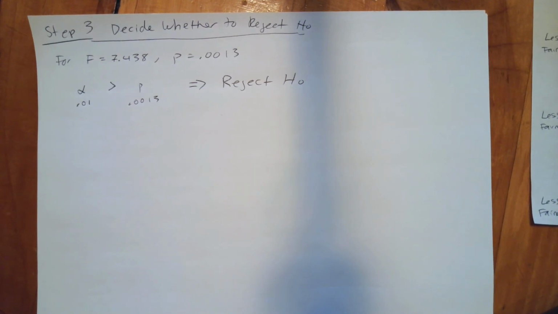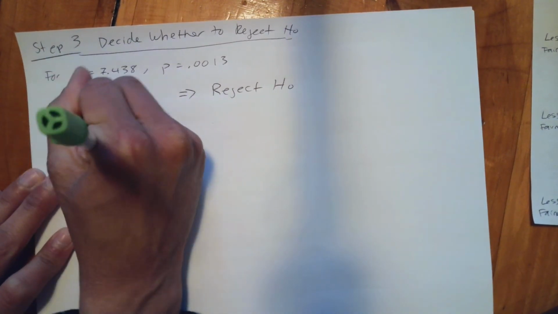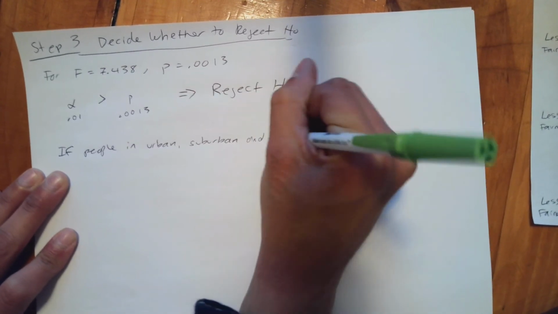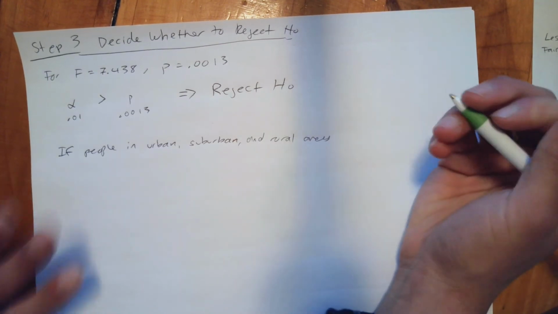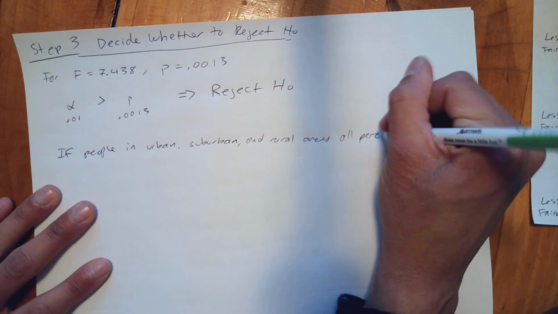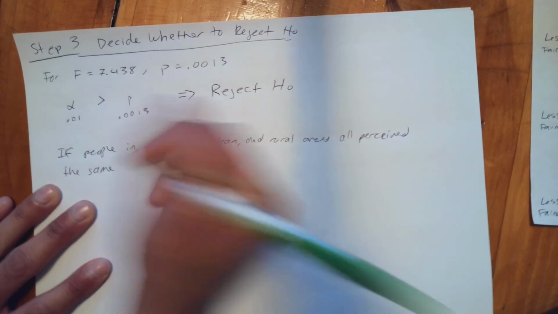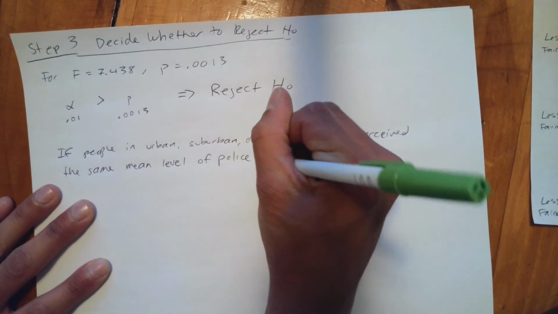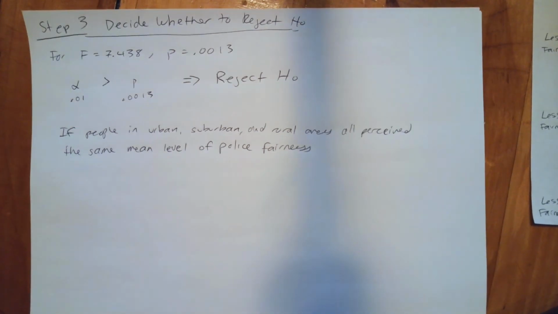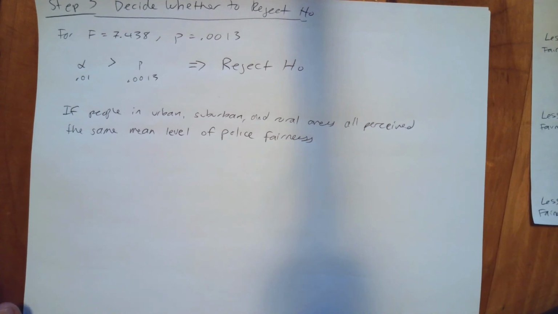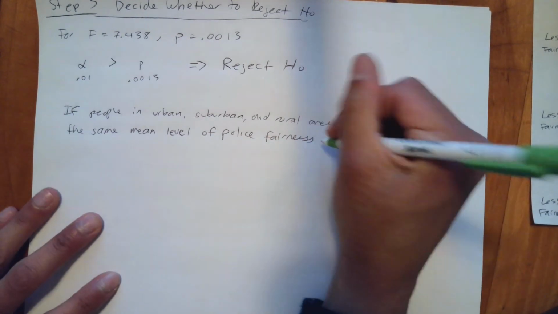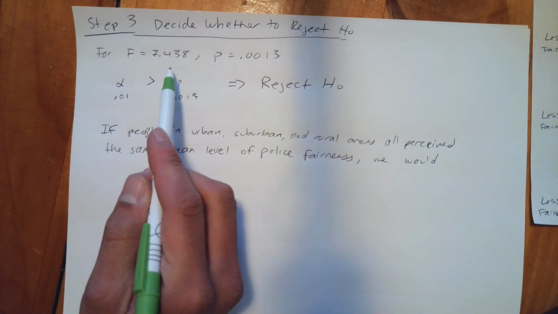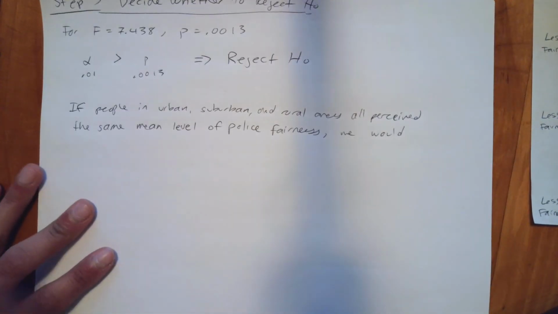And more specifically, we'd be able to say that if people in urban, suburban, and rural areas all perceive the same amount of police fairness, on average, the same mean level of police fairness, we would have seen an F statistic as large or larger than the one we got only 0.13% of the time. So that's our interpretation of the p-value.